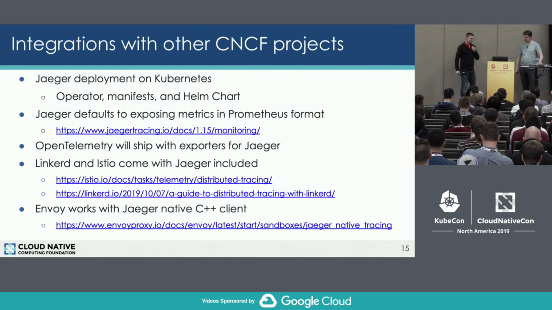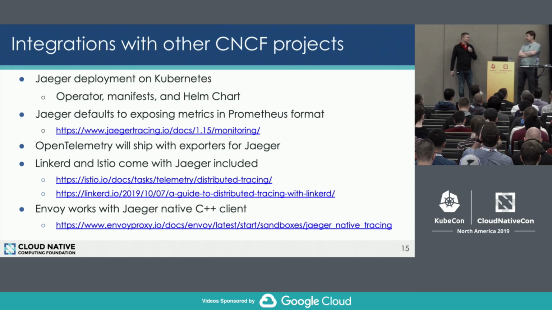So regarding CNCF projects, we integrate with Kubernetes, of course. We want to make it very easy to deploy Jaeger on Kubernetes. At the moment, there is the Jaeger operator, there are the traditional manifests, and there is also the Helm chart. You can, of course, choose one of these based on your requirements.